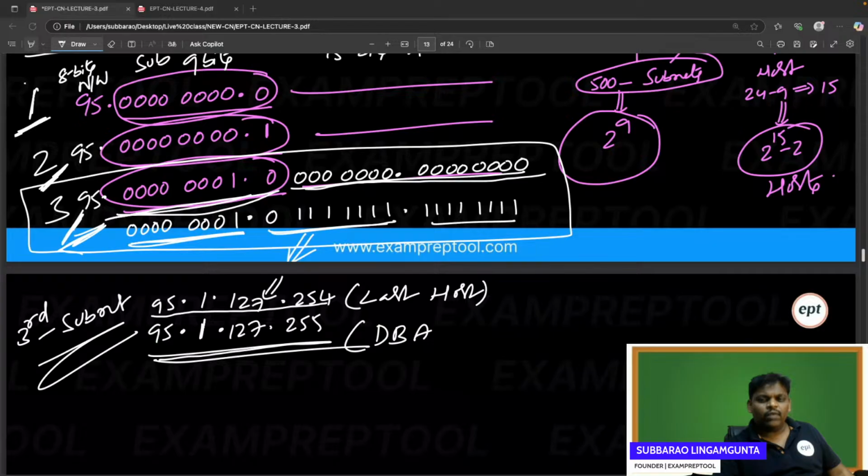Let me know if anyone has any doubt. Someone, Shiva, is saying 127.255. That is the DBA. 127.255 is the DBA, but he's asking for the last host, 254. Shiva, last host 254. Let's go to the next one.